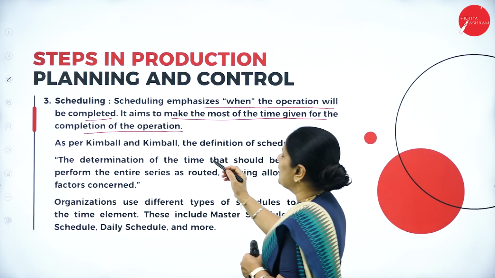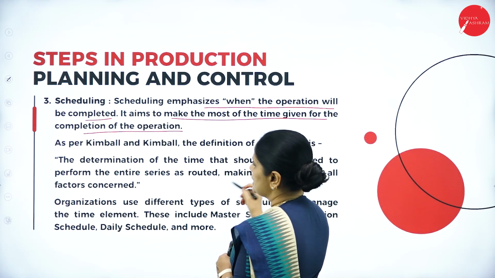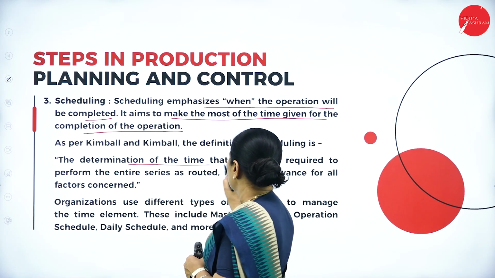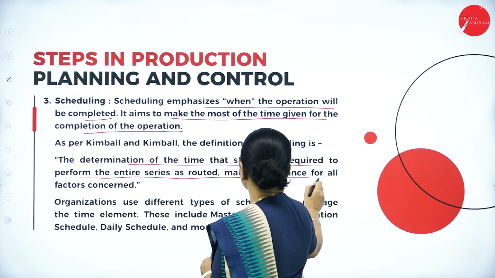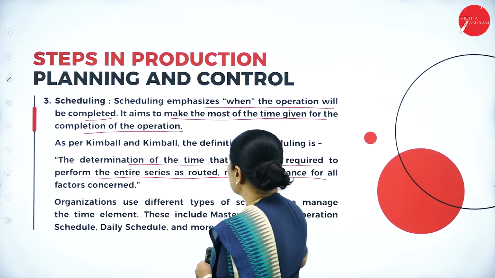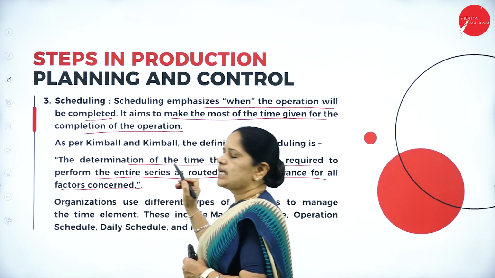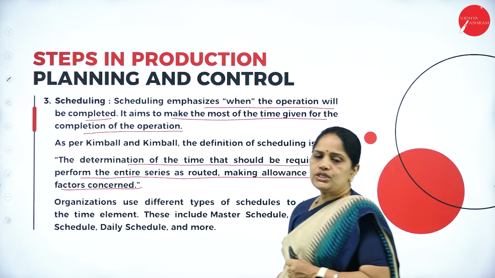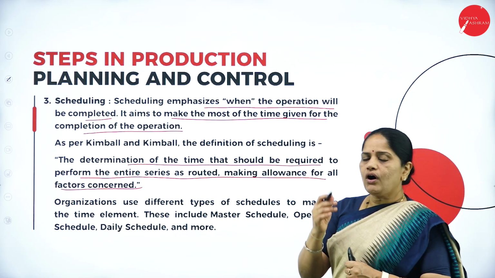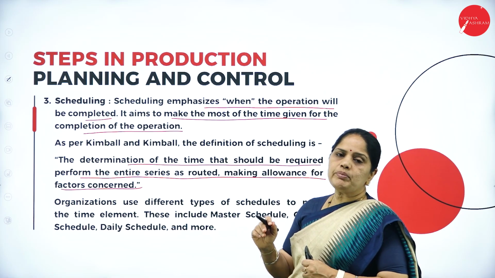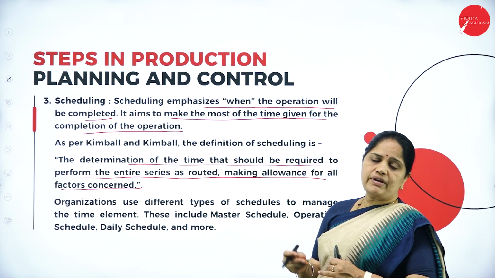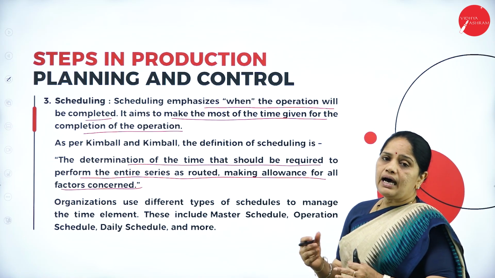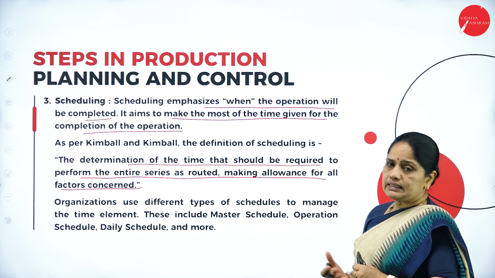As per Kimball and Kimball, the definition of scheduling is the determination of the time that should be required to perform the entire series as routed, making allowance for all factors concerned. So, you should ensure that along with the flow of raw materials, there should be a flow of other factors also. It may be the human factor and other factors which will be involved in the production house.